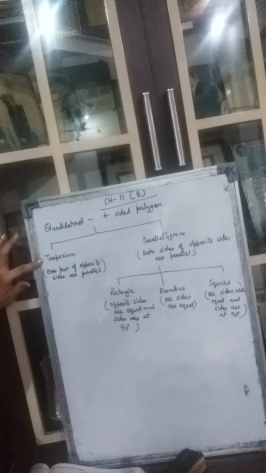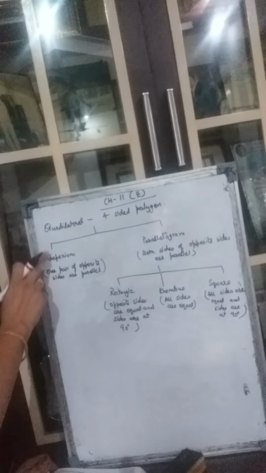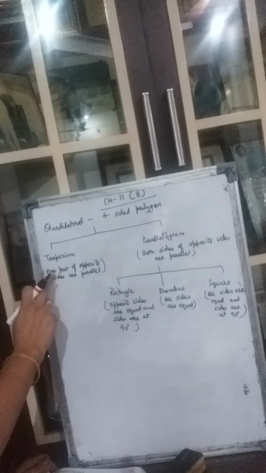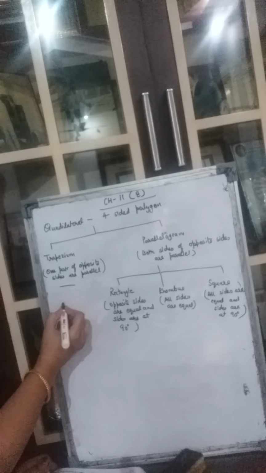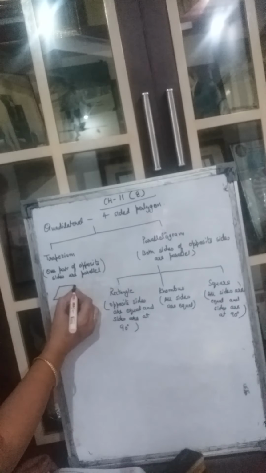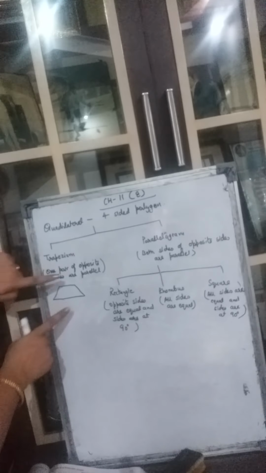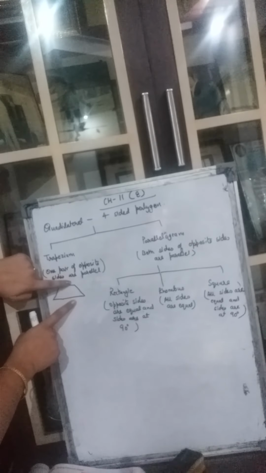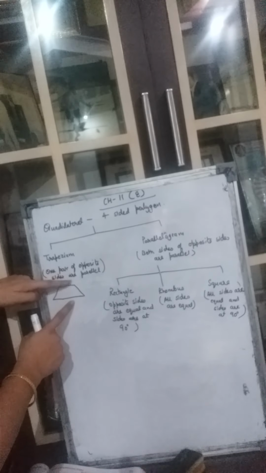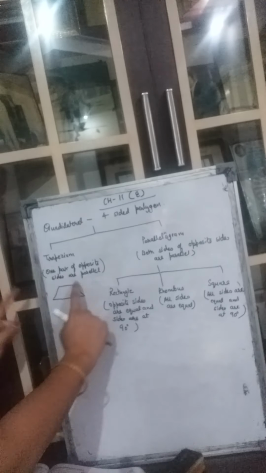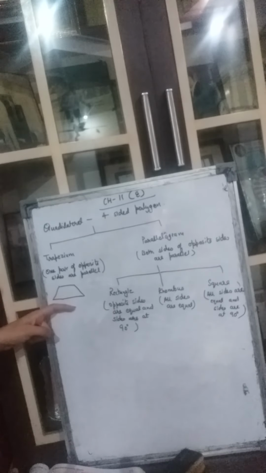Now, this quadrilateral can be divided into two categories, trapezium and parallelogram. What is a trapezium? A trapezium is a quadrilateral only, that means it has four sides only, but where only one pair of opposite sides are parallel. What does that mean? Suppose this is a trapezium. Here these two sides are parallel, that means one pair is parallel, but this pair is not parallel. Only one pair is parallel. It can be this also, whatever. So that is called a trapezium.